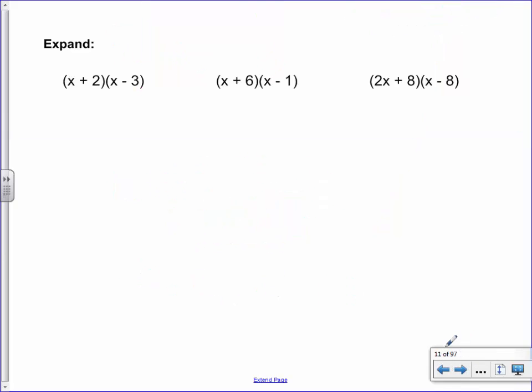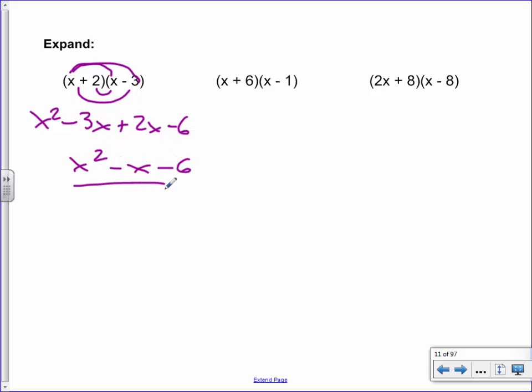Let's try some. Why don't I do one, and then I'll have you guys do the next two. We already did the first one, though, didn't we? That's x squared. That's minus 3x. No, this one's different, isn't it? That's 2x and minus 6. Whatever method you use, doesn't really matter to me. Try expanding the next two. See that you get the same thing as me in a second.